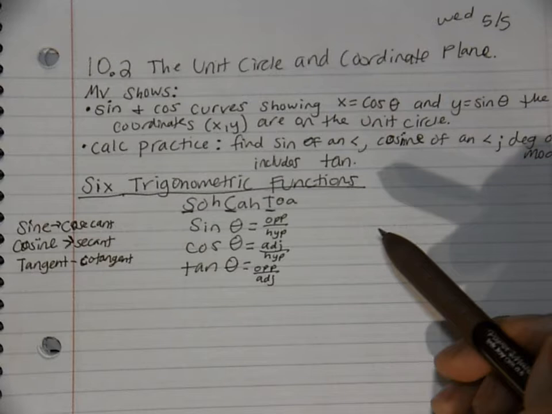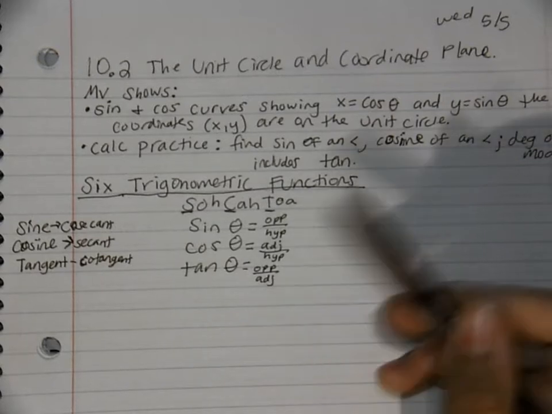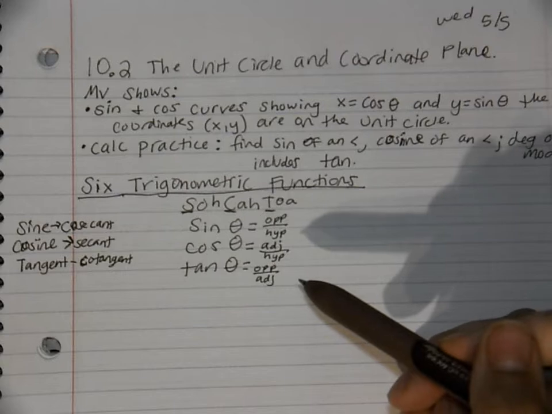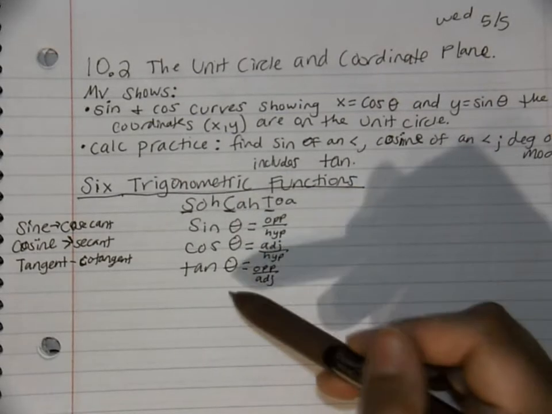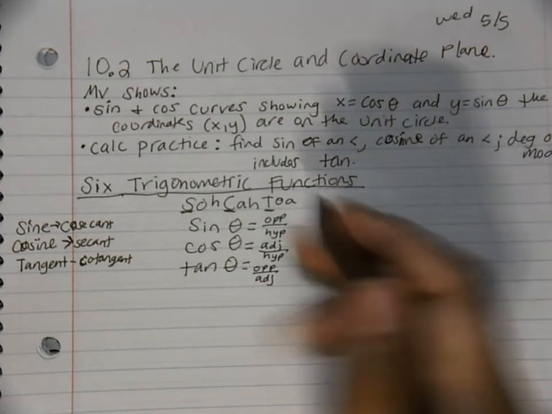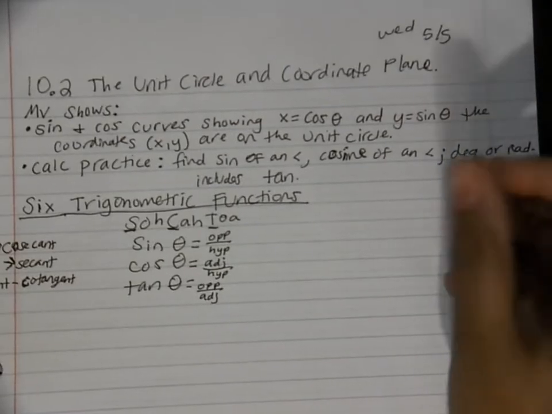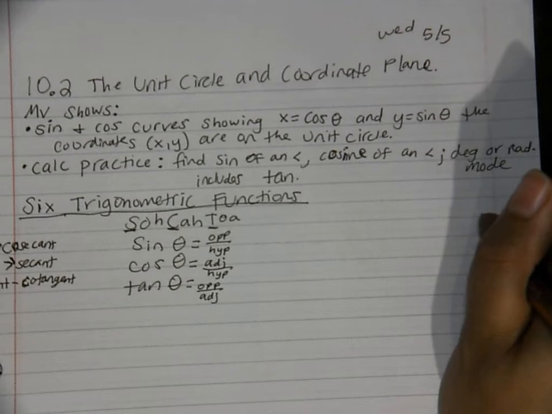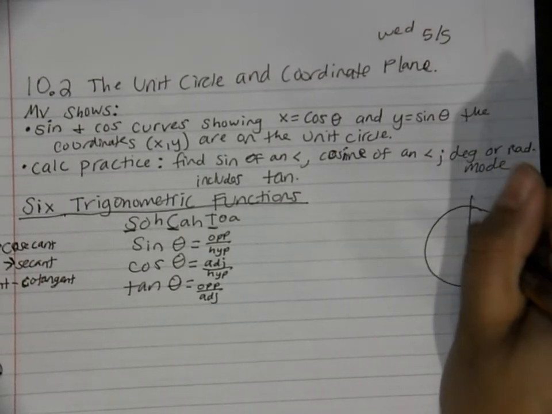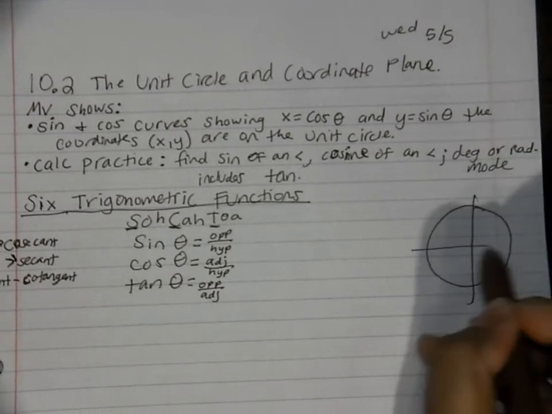Let's draw a diagram of what our unit circle looks like, and specifically how it's going to create a right triangle where we can use these trig functions. So we only use trig functions with right triangles, and that's kind of what we're working with here. So I'm going to draw off to the right here a circle, which I'll call my unit circle.